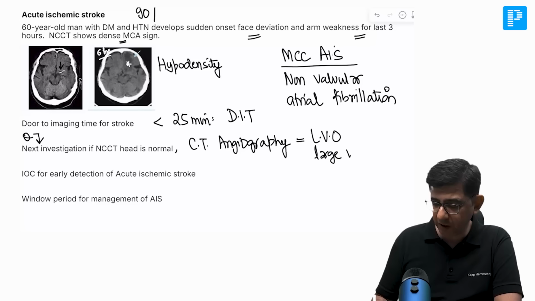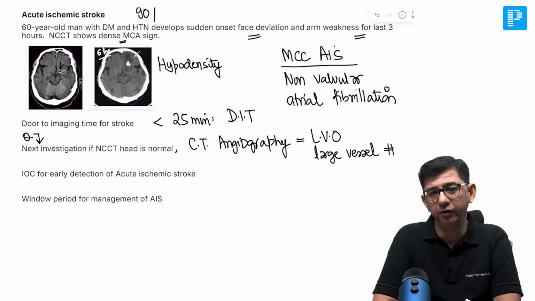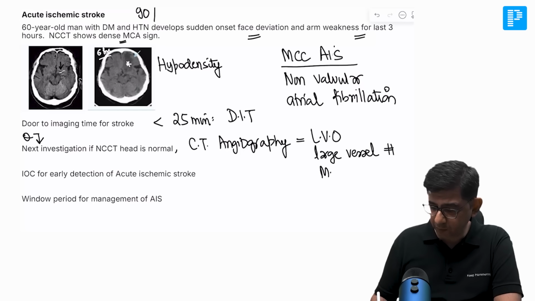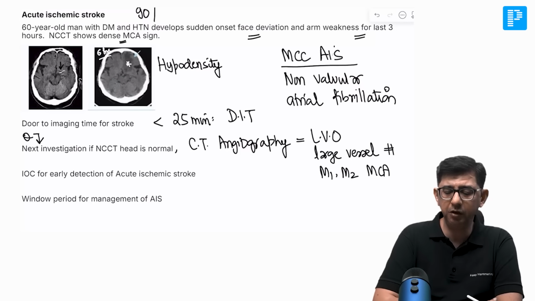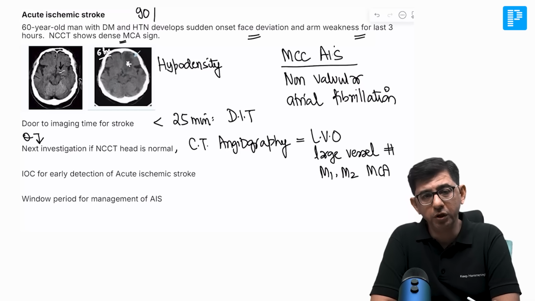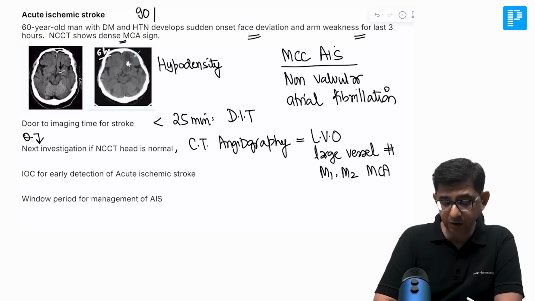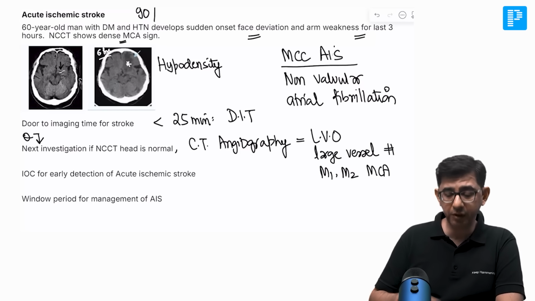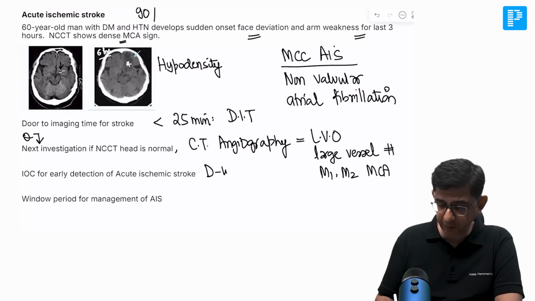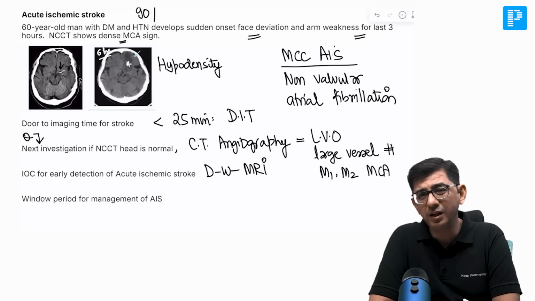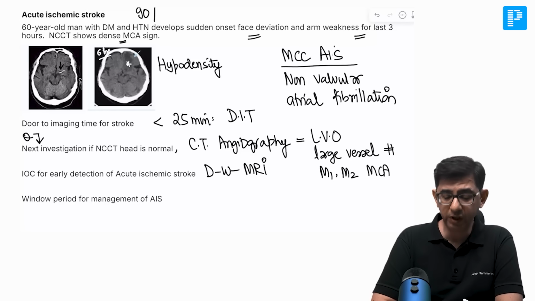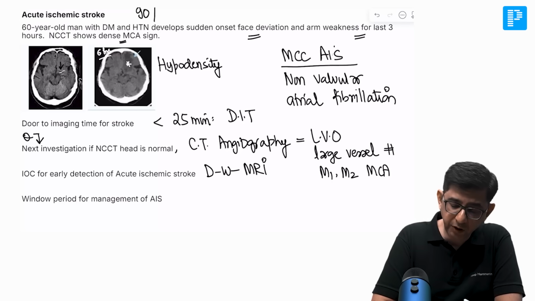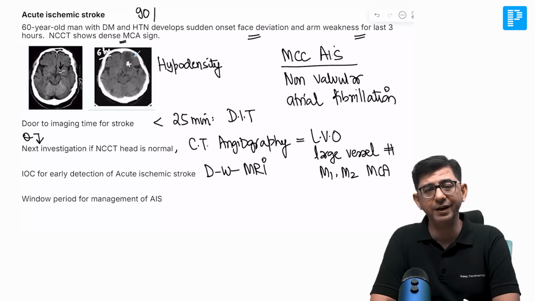See, if it is a large vessel occlusion, then the contrast would not be going forwards. Like if it is involvement of the M1 part of the middle cerebral artery, or if it is the M2 part of the middle cerebral artery getting involved, then the large vessel occlusion would be present. If he says what is the investigation of choice for early detection of acute ischemic stroke, it is a diffusion weighted MRI. But MRI is expensive, and facilities may not be available. CT scan is much faster. So if he says what is the next investigation to be done, if CT is normal, answer is not diffusion weighted MRI, it is CT angio.